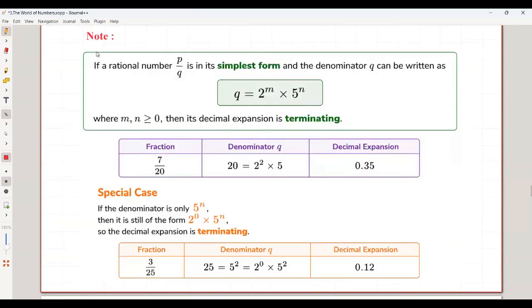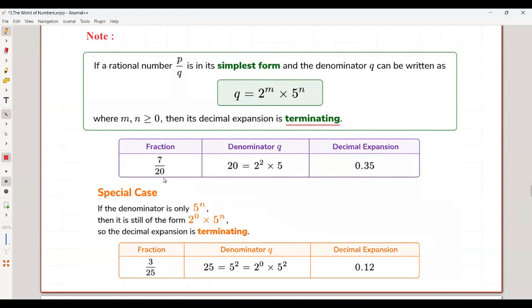So one important note: if a rational number p by q is in its simplest form, and the denominator q can be written as 2 power m into 5 power n, then the decimal expansion is terminating. If the p by q format is given in simplest form, and q is written in the form of 2 power m into 5 power n, the decimal expansion is terminating.